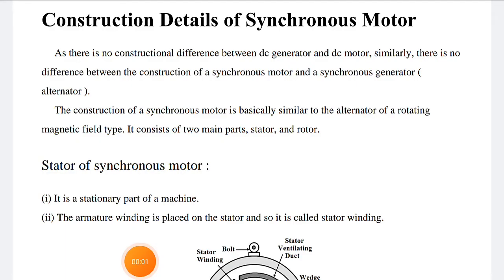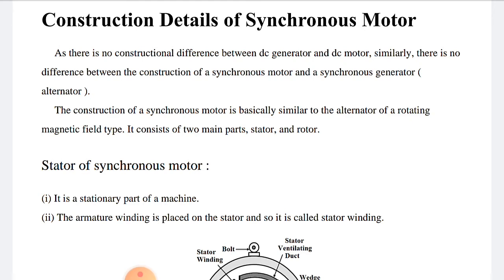Now I am telling about the construction details of synchronous motor. In brief, explain about synchronous motor and how to construct a synchronous motor. First, we know about what is a motor. A motor is a machine which converts electrical energy into mechanical energy.